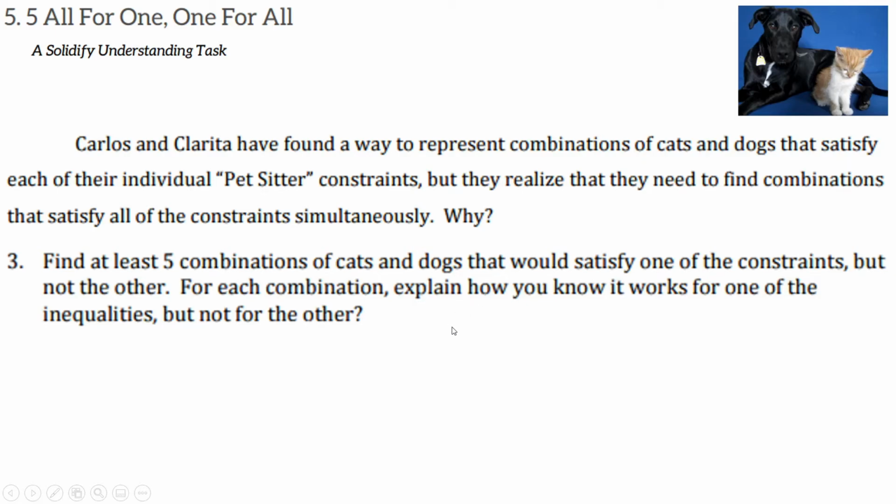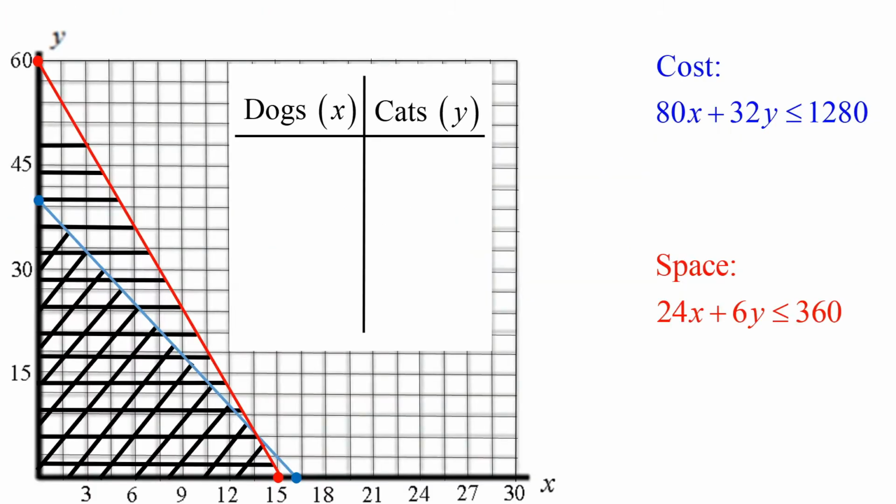Wow, isn't that cool? Now 3. Find at least 5 combinations of cats and dogs that would satisfy one of the constraints but not the other. For each combination, explain how you know it works for one of the inequalities but not the other. So we're going to go back to our graph of the system of inequalities right here. Now, remember when we found the 5 ordered pairs that work for both, we were in the double shaded region.